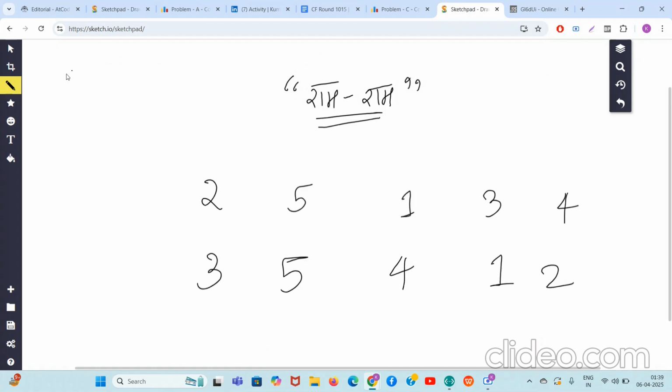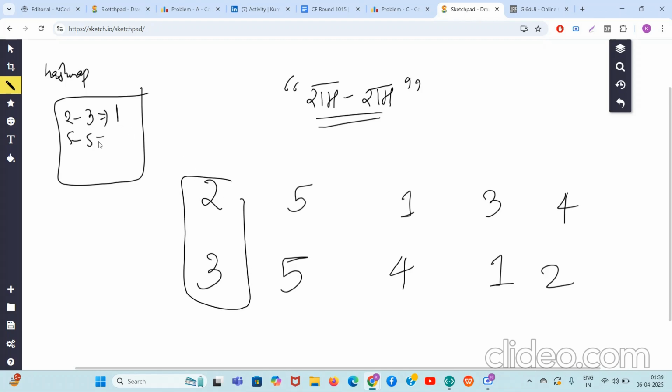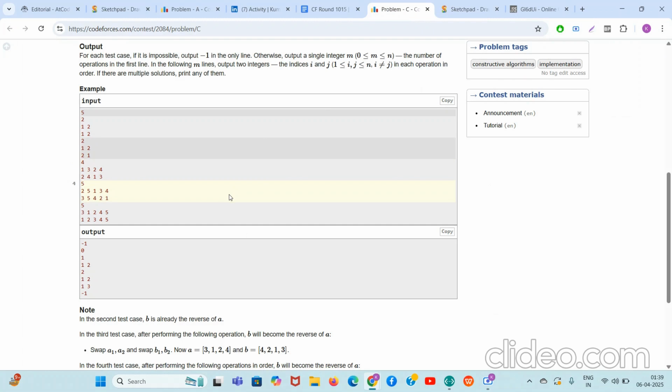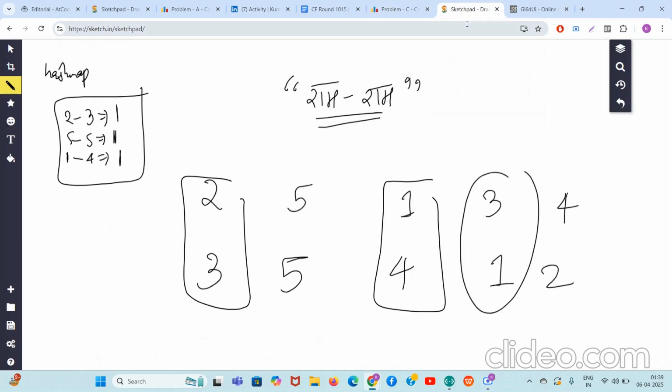Now let's create the hash map which tells us the bond status. So now 2 3 bond is there, right? 2 3 bond is coming for one time. Then 5 5 bond is also coming for one time. Then 1 4 bond is also coming for one time. But guys, 3 to 1 is nothing but, okay, did I write it wrong? 2 5 1 3 4, 3 5 4 2 1. Okay, I wrote it wrong.